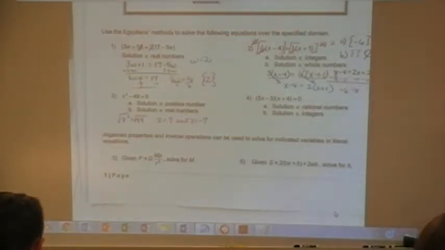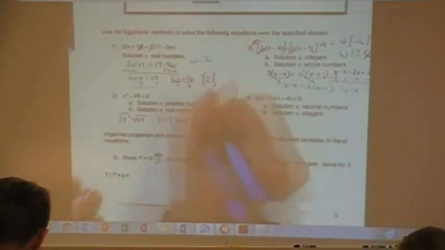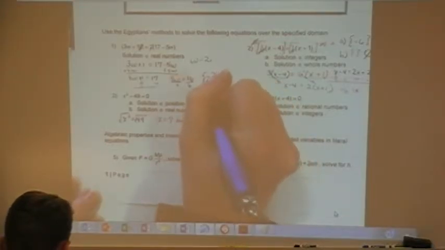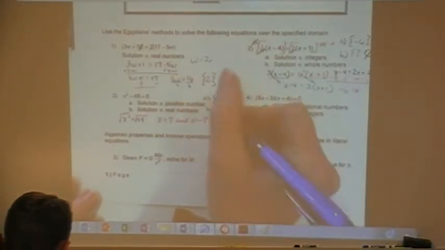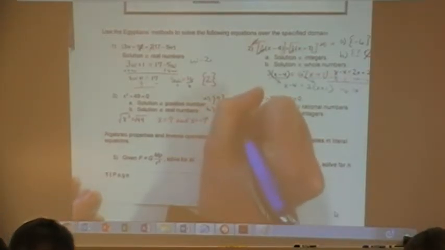So, all right. For A, I have to apply this to the specified domain. They ask for the positive numbers, that'd be 7 for A. And for B, they ask for the real numbers. -7 and 7, they're both real.